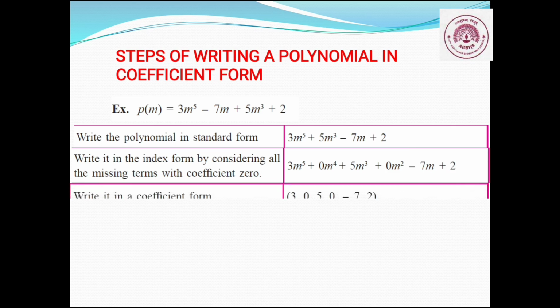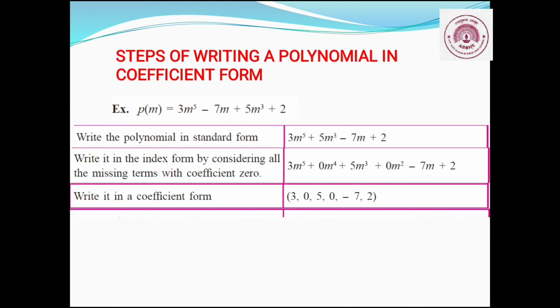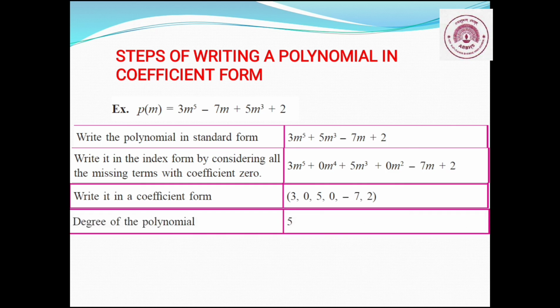The next step is to write it in coefficient form. So we have to write the coefficients of all the terms inside brackets separated by commas. So here bracket 3 comma 0 comma 5 comma 0 comma negative 7 comma 2 is the coefficient form of the given polynomial. Now the degree of the polynomial is 5.